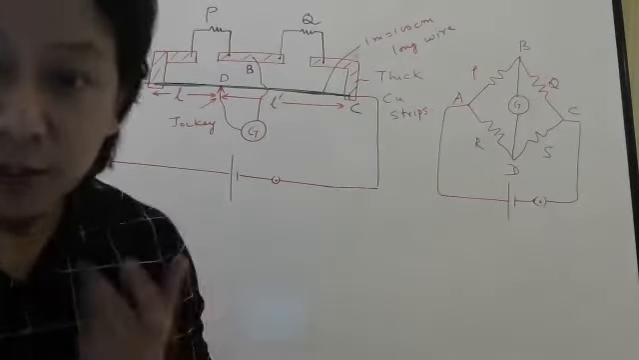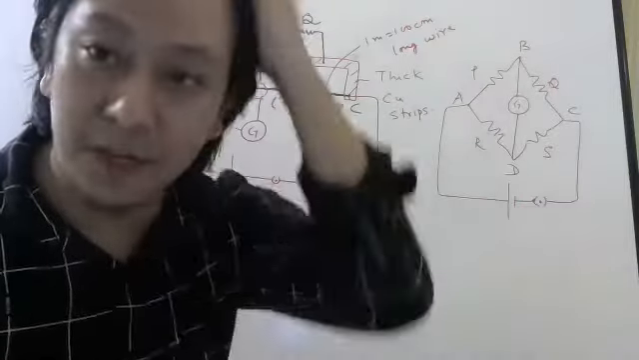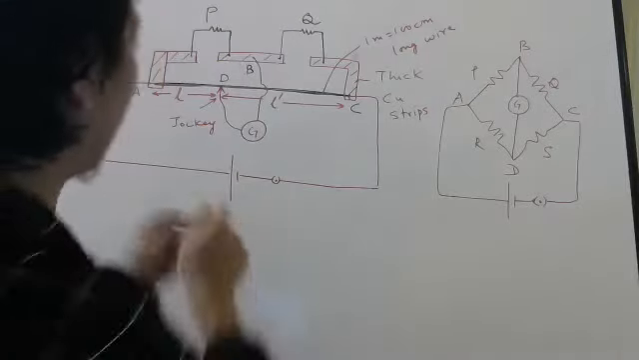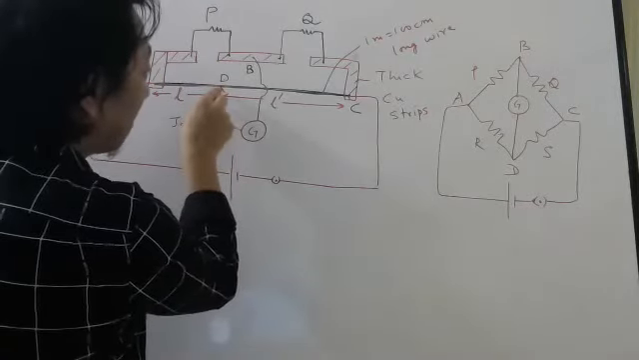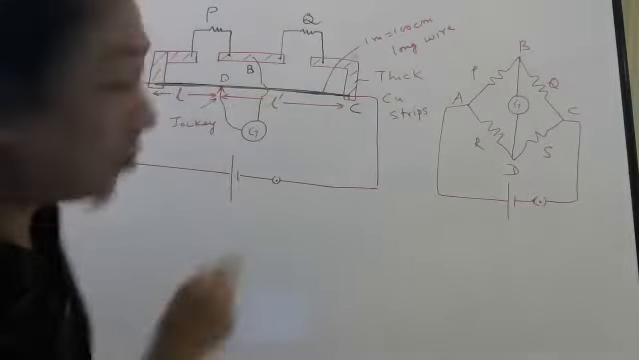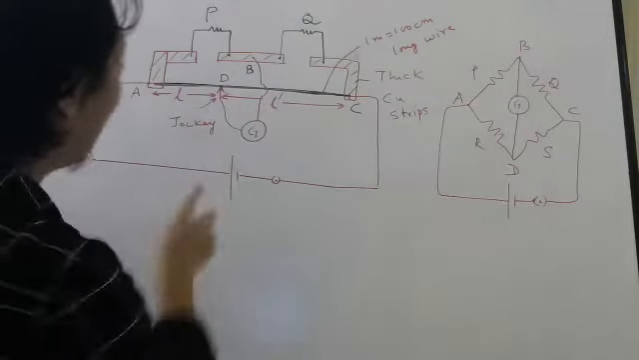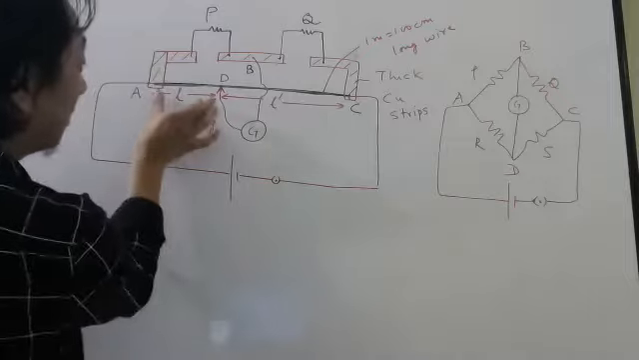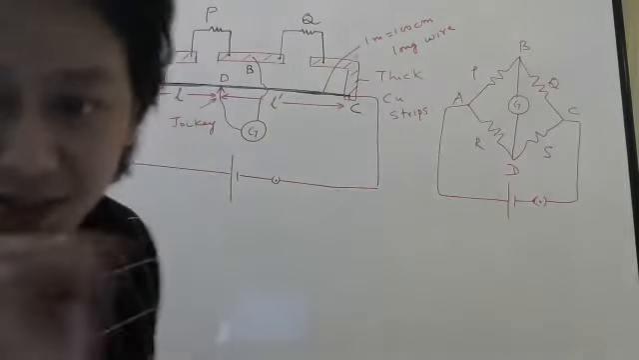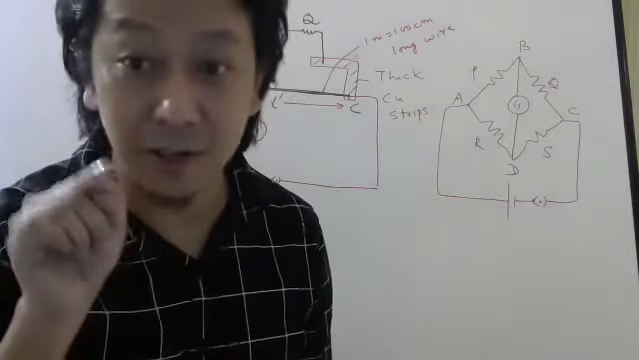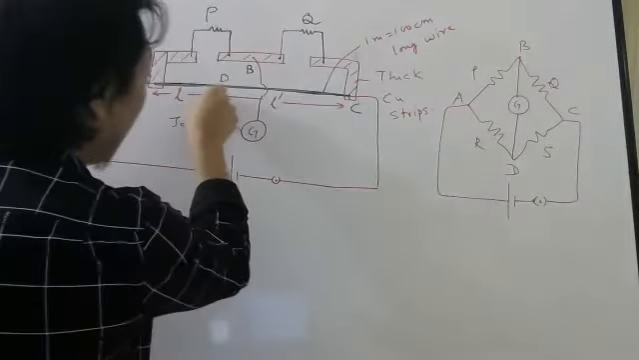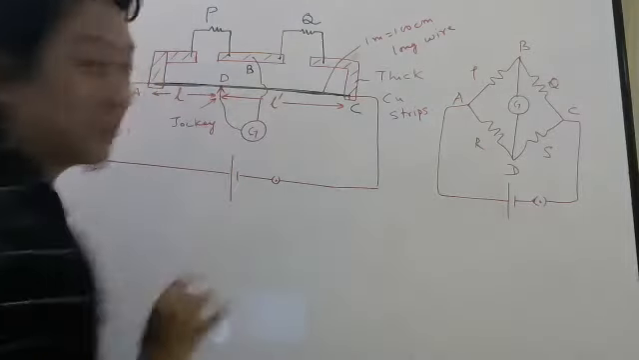Now what you are supposed to do while doing this experiment, I hope someday you will get a chance to come to college and do it. You are going to move this jockey on the wire. As you move the pointer on the wire, this length will change. If this length changes, this resistance and this resistance will change, because resistance is proportional to length of the wire. R equal to rho L by A. Remember that formula, right?